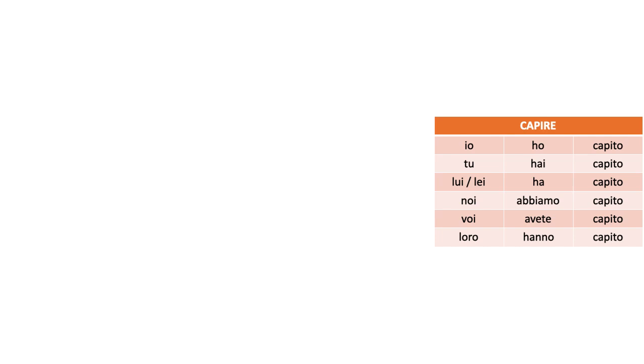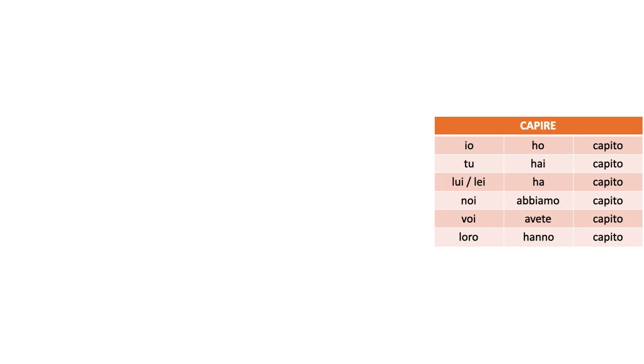Now, very important, how would you translate this? Attention, you would not translate io ho capito as I have understood. You would translate it as I understood. Okay? There's a very subtle difference between the two. But basically, what I'm teaching you right now, passato prossimo, the meaning of this is the direct equivalent of the simple past in English. Okay?